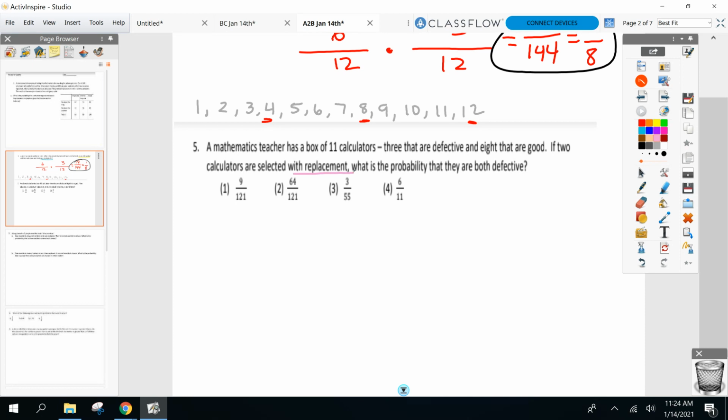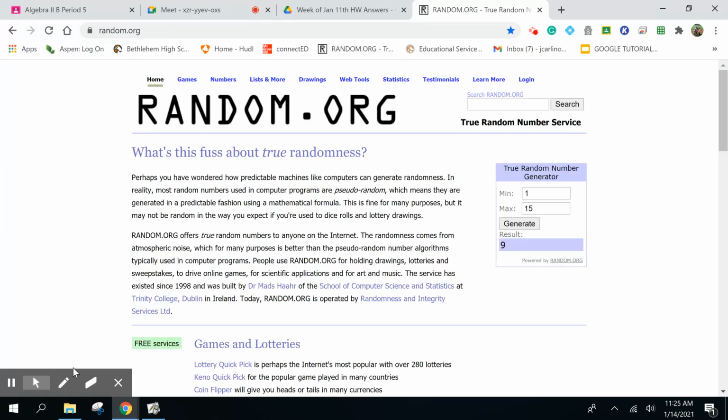With replacement. So I'm going to multiply. Even if you don't see that, you see we're picking 2 calculators. All right, 2 calculators we're picking. And it is with replacement. So keep that in mind when you write that second fraction, that you are replacing it, putting everything back in the box. Both are defective. So let's go, first pick out of the box. First pick out of the box, chances you get a defective calculator. What's that first fraction going to look like?